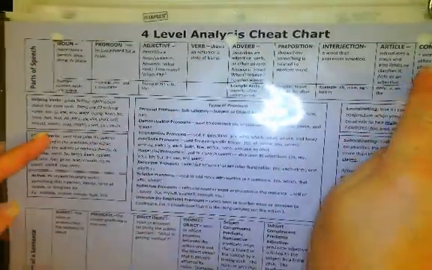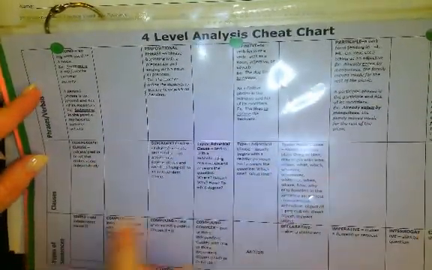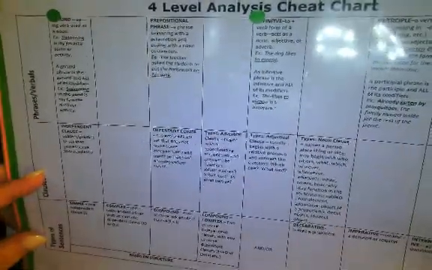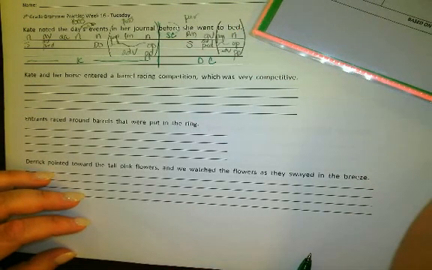So this is parts of speech, this is parts of a sentence, you turn it over, you've got your verbals and phrases, you've got your types of clauses, and then you've got your types of sentences. So I use this thing all the time. Mine happens to be purple, but whatever color you want, I'd print it off on cardstock because you're going to use it a lot.